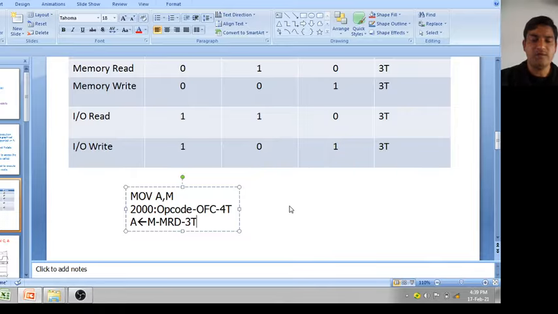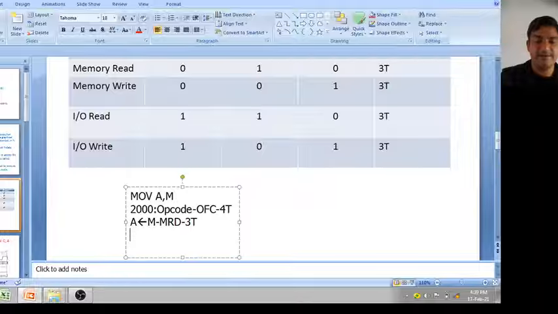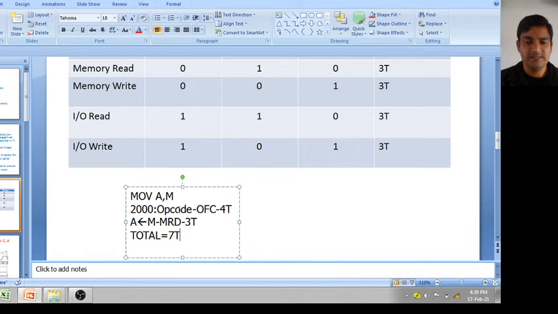So in this case there are 2 machine cycles, one is opcode fetching and another is memory read. How many T states are required in total? Total 7T. 4T for opcode fetching and 3T for memory read, so 7T. Two machine cycles, opcode fetching and memory read, and a total of 7 T states are required.